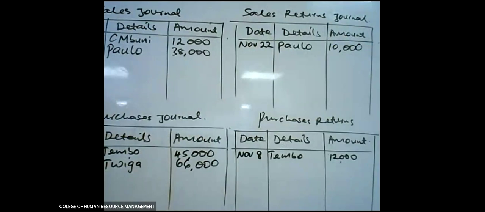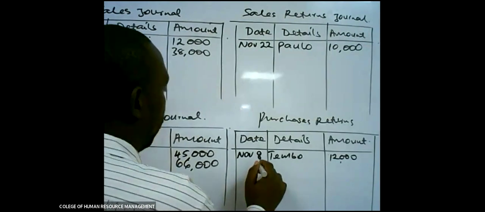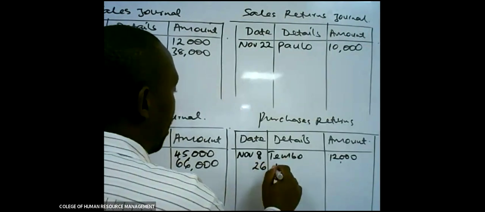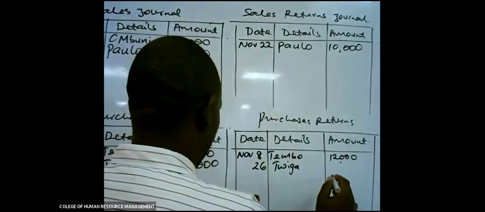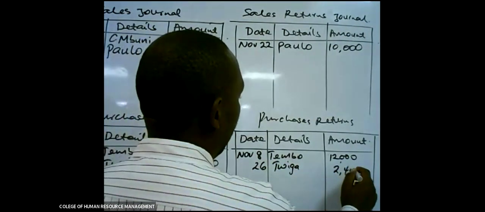On 26th, returned goods worth 2,400 to Twiga. Remember we had purchased from Twiga. When we returned back to Twiga, on 26th, they become purchases returns. The value here is 2,400.